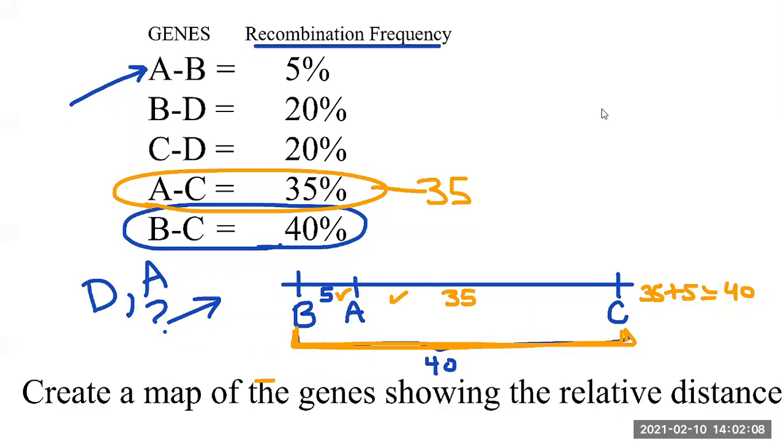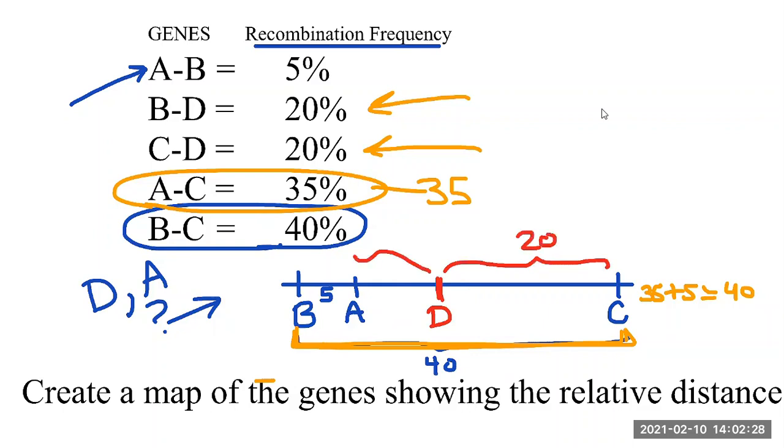I'm sorry, I did A, D. Where does D go? Well, according to my information here, D is 20 units away from B, and it's also 20 units away from C. So where should we stick it? Exactly. D would go perfectly right here in the middle. That would make it 20 from here to here, 20 from here to here, and guess what? 20 plus 20 adds up to 40. Again, the same distance as B and C.